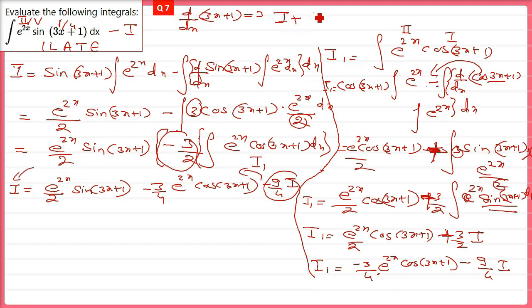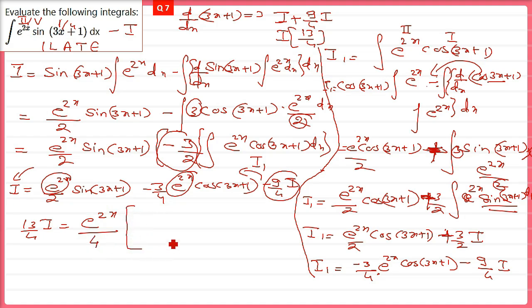So this negative 9 by 4 I will be taken to the left. So it will be I plus 9 by 4 I, and that will give you 4 plus 9 by 4, that will be 13 by 4. So 13 by 4 I is equal to, now what you can do here is, you know that e raised to x can be taken as common, and 4 is the highest in the denominator, so you can take that common also. So e raised to x divided by 4, inside this we have, when we take this on the right, only 3 will remain. So negative 3 cos 3x plus 1 will come. On the right, since 2 is in the denominator, you have to multiply it by 2. So 2 e raised to x already taken out, so only sin 3x plus 1 will remain. Now this 4 can be cancelled in the denominator. 13 you can bring downstairs.